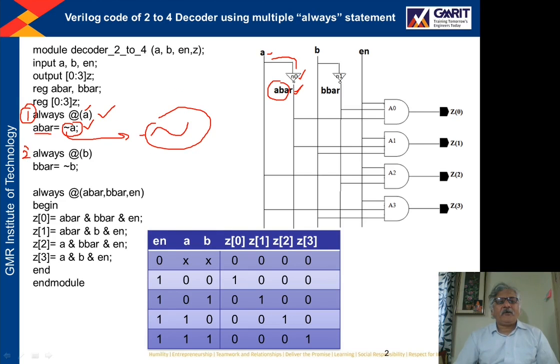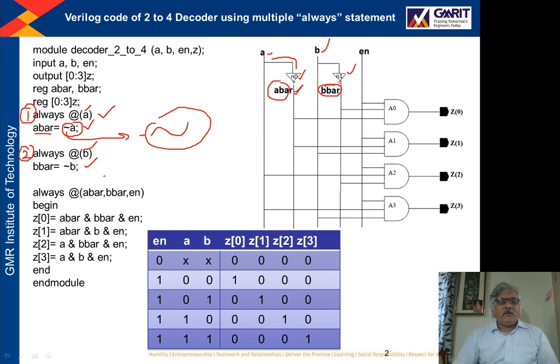In the second always block, in the sensitivity list we have included B. So if there is an event on B, then this statement is executed, that is B bar is equal to not B, because whatever value of B will be complemented by this NOT gate, and whatever you get, that will be your B bar.